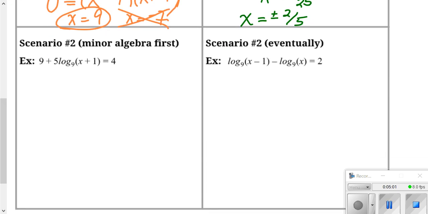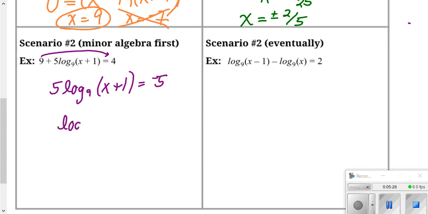Okay, the next two boxes are the other scenario. The other scenario was when you just end up with logs on one side of the equation, but not the other. And you might need to do a little bit of adapting at the beginning, but that's okay, right? You just have to turn it into one of the two cases. So here, if I subtract that 9, just like normal Algebra 1 kind of math, and then divide by 5, I have the base 9 log of x plus 1 as a quantity. Divide the 5 over and I get -1.